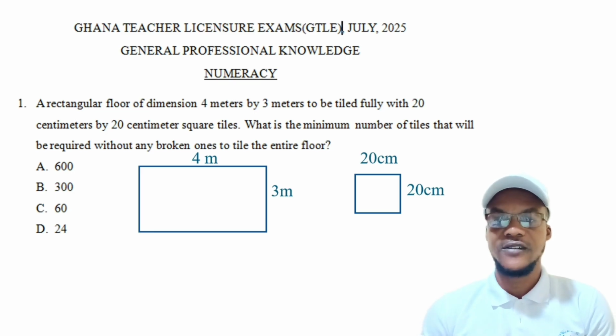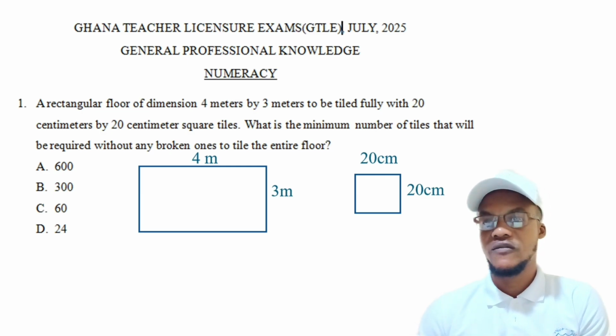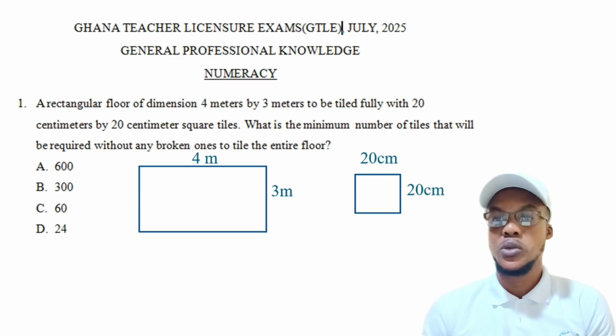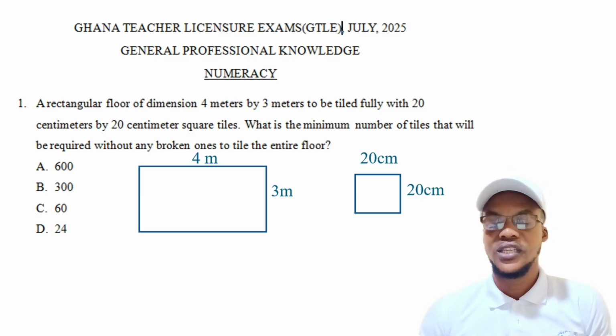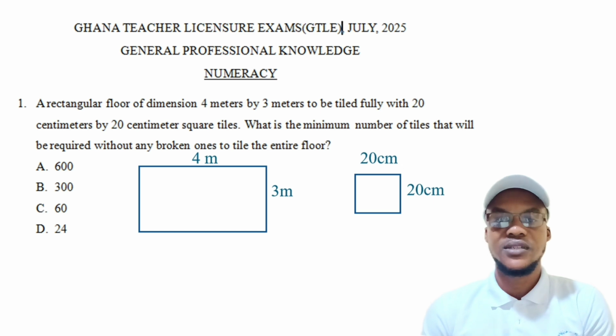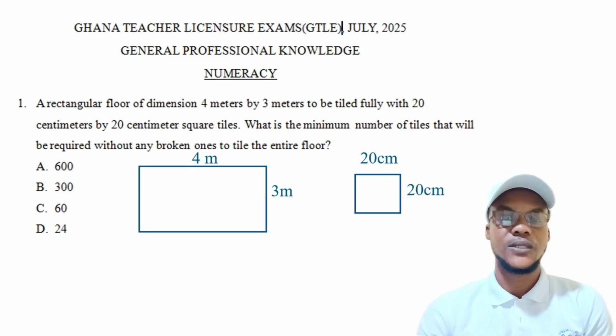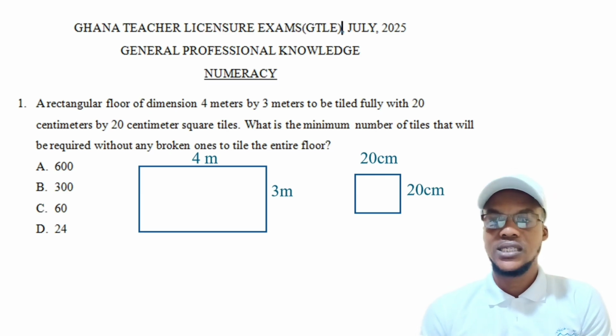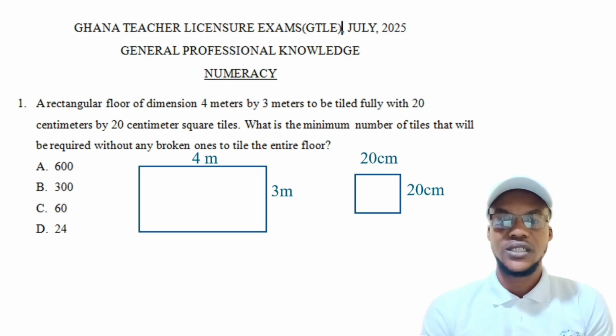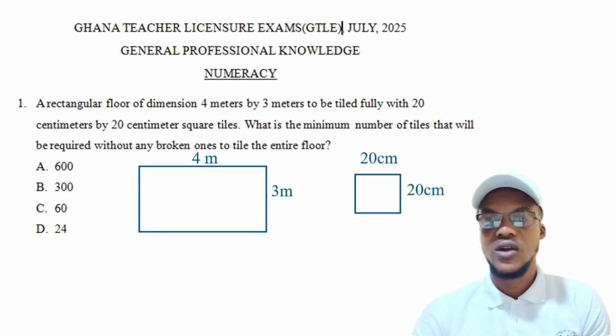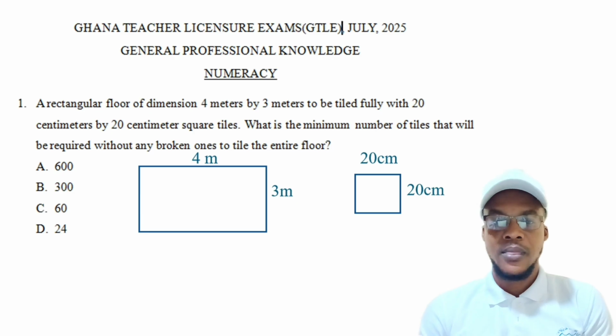Looking at this, you realize that the two have different units. The rectangular floor has meters, and the square has centimeters. So before we can get the right answer, all we need to do is either change from centimeters to meters or change from meters to centimeters. But if you look at the options provided, if we change from centimeters to meters, we will not be able to get the right option. So we shall rather change from meters to centimeters. It means we are going to change each of the dimensions of the rectangular floor to centimeters.